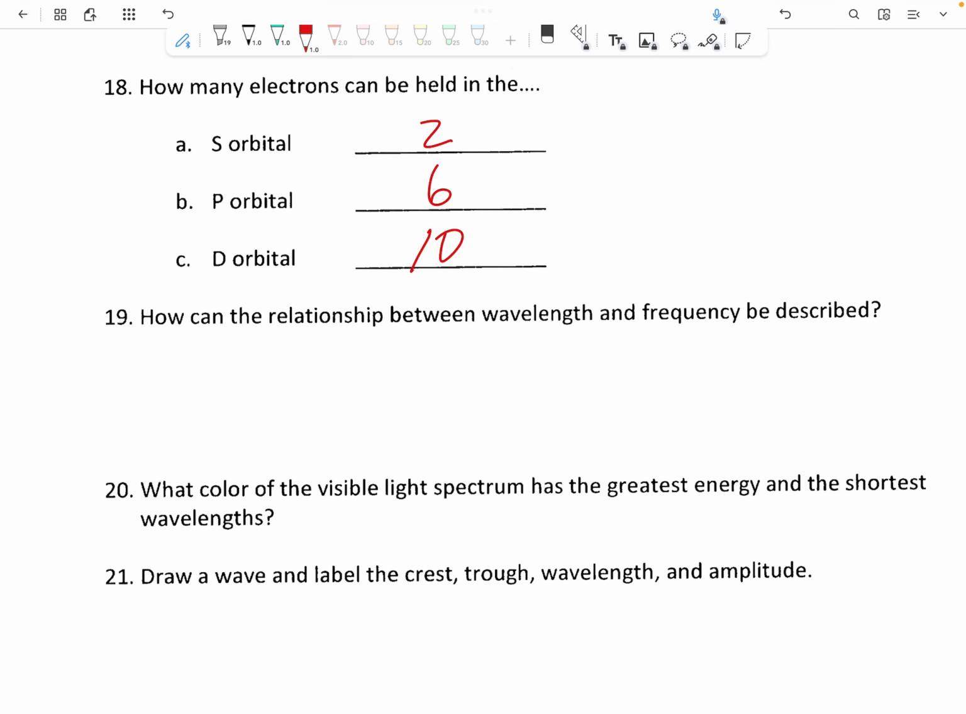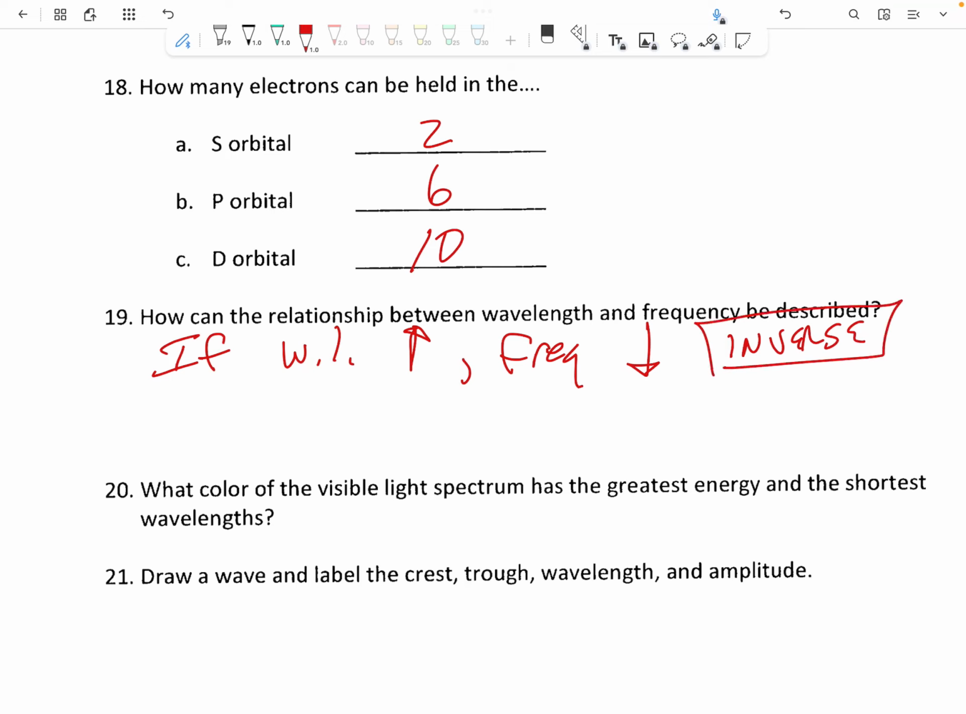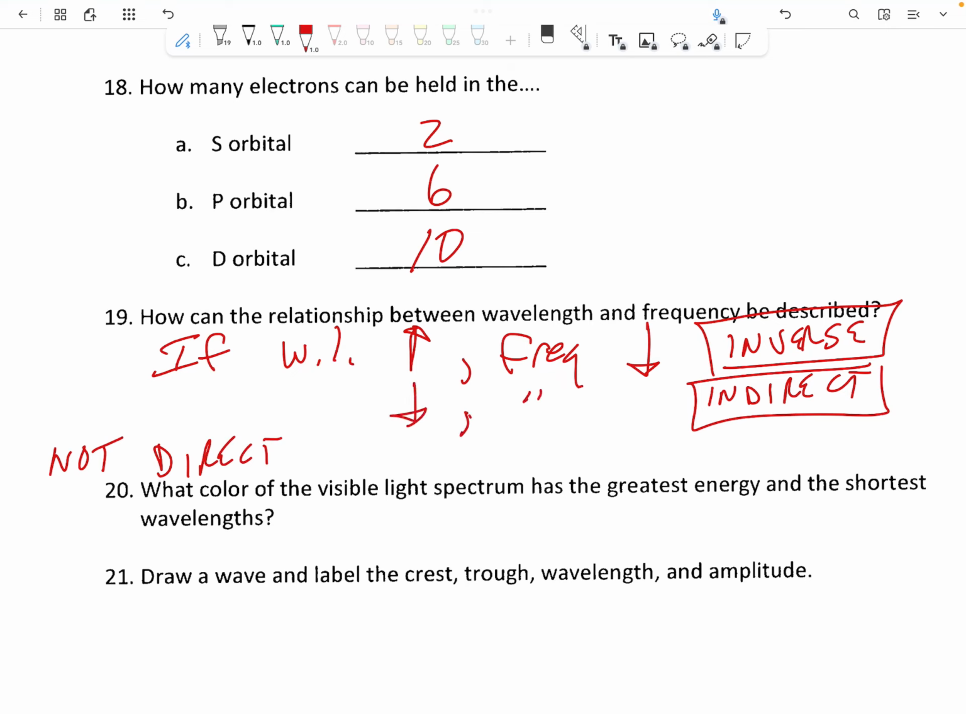How can the relationship between wavelength and frequency be described? If the wavelength goes up, frequency goes down. It is an inverse, and that's the key tomorrow, inverse, which means indirect. It is not a direct relationship. It is indirect, not direct. So if the wavelength goes down, then the frequency will go up.